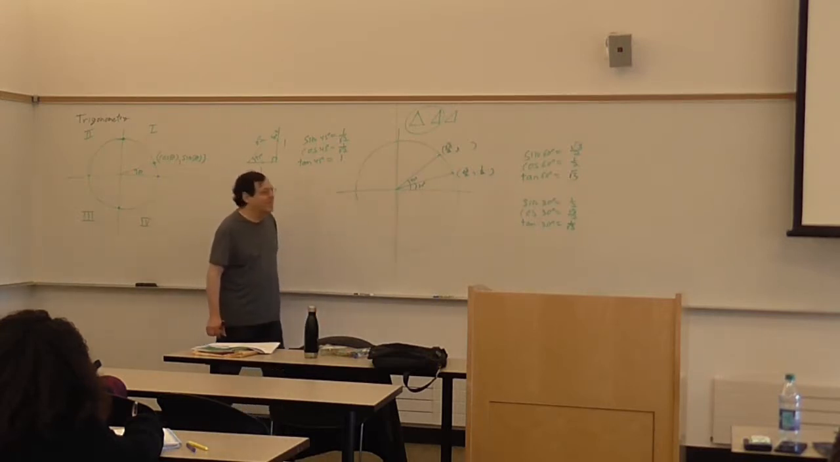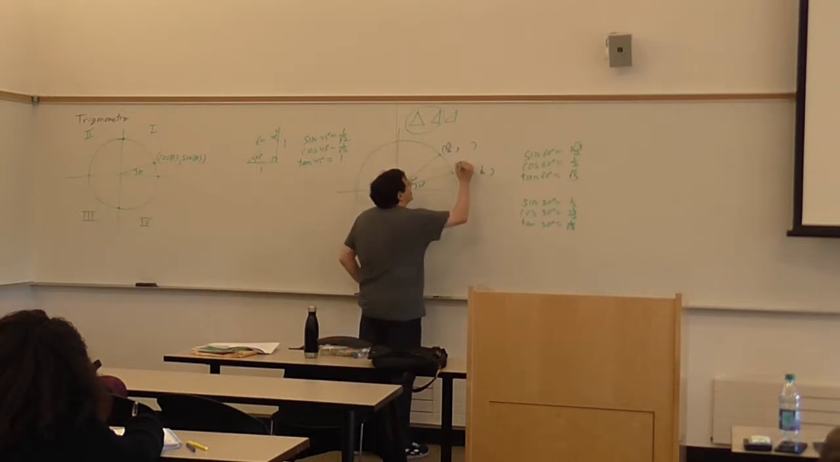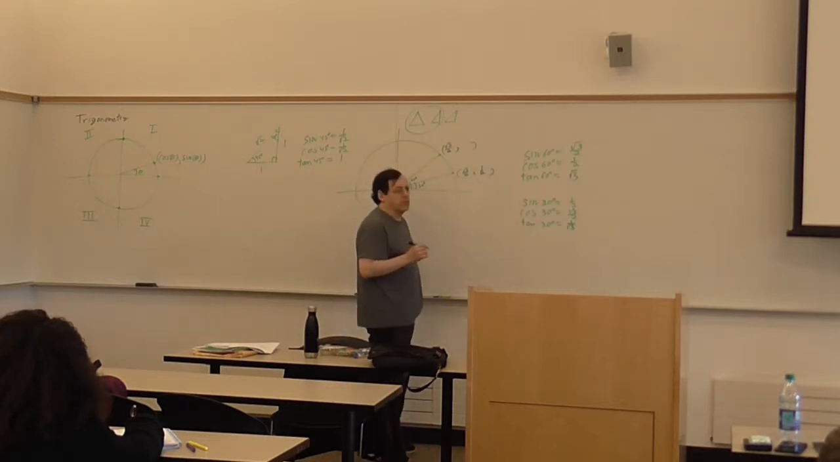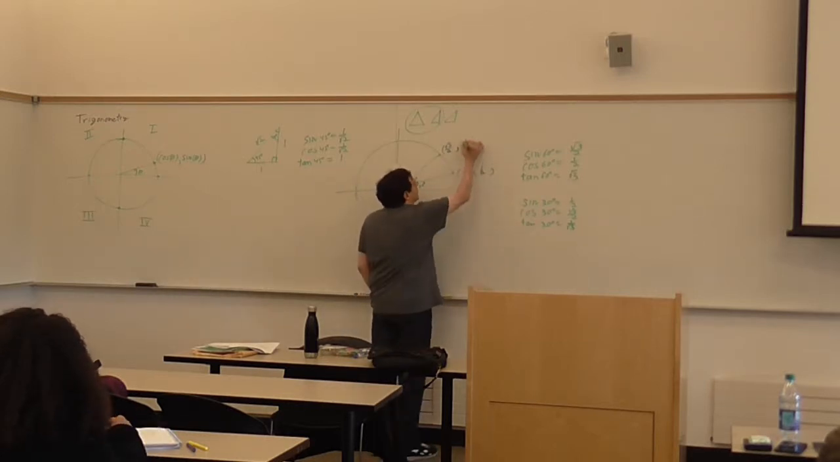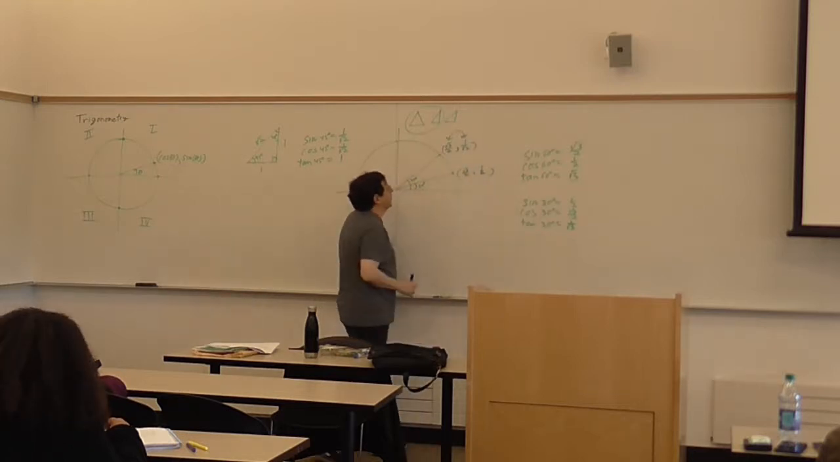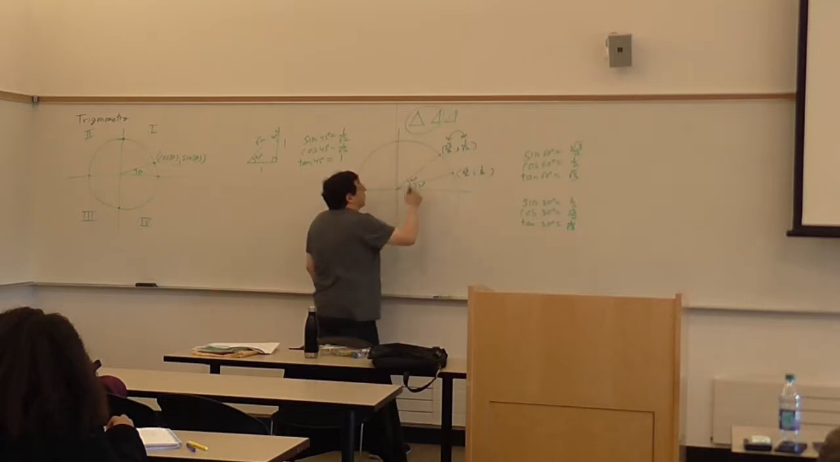What is the square root of 2? It's not the square root of 2. 1 over the square root of 2. These are the same, by the way. I'm writing them differently. It's just you rationalize the denominator.